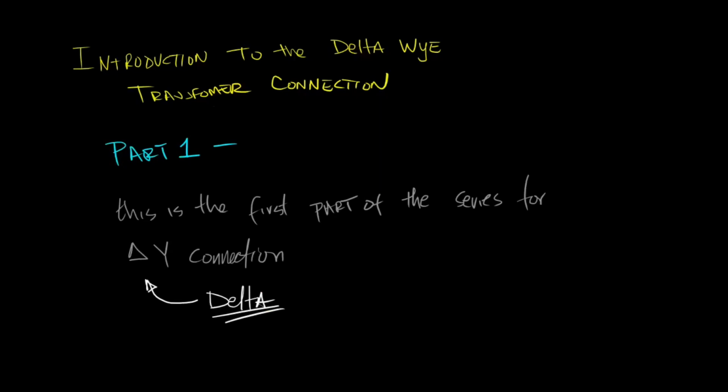I found the Delta connection to be much more complex, confusing, and easy to mess up compared to the Y connection. In this module, we're going to simply draw and observe the Delta-Y Transformer connection. In Part 2, we'll look at voltage quantity.